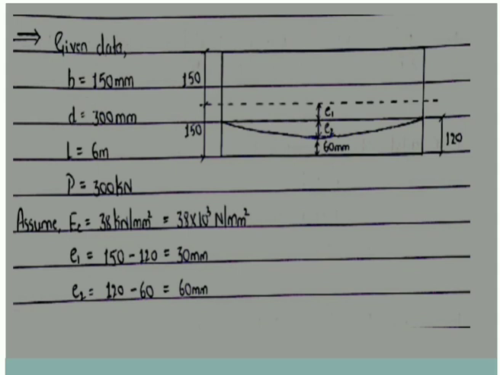Now e1 is what? The eccentricity with respect to your edges. So how will we get that? 150 minus 120. So it is 30 mm. Whereas e2 is your midspan eccentricity, which will be obtained by subtracting 120 minus 60, which is 60 mm. So understanding e1 and e2 is very important. Draw the diagram properly, it becomes very easy.